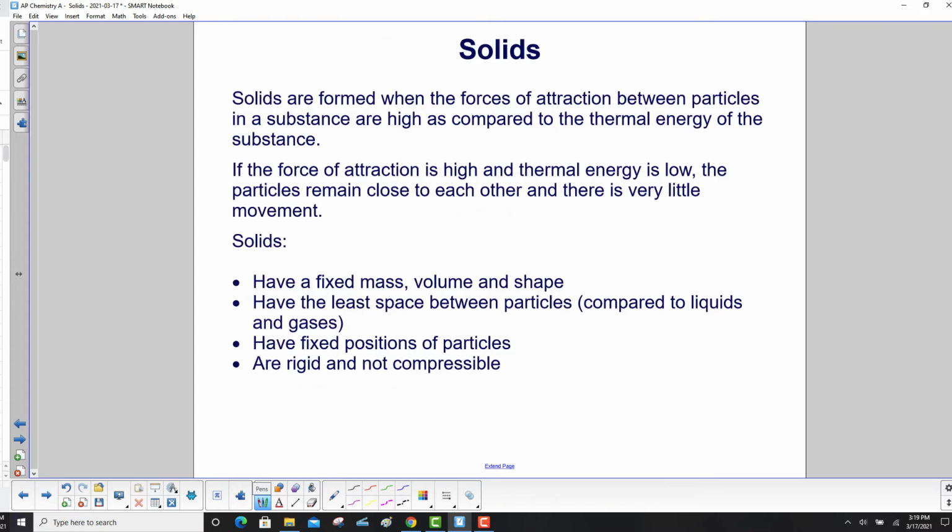Metals. Solids are formed when the forces of attraction between particles in a substance are high as compared to the thermal energy of the substance. If the force of attraction is high and thermal energy is low, the particles remain close to each other and there is very little movement. Solids have a fixed mass, volume, and shape. They have the least space between particles when you compare them to liquids and gases. They have fixed positions of the particles and are rigid and not compressible.